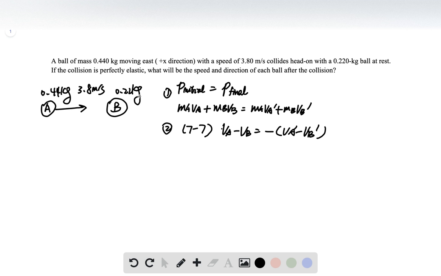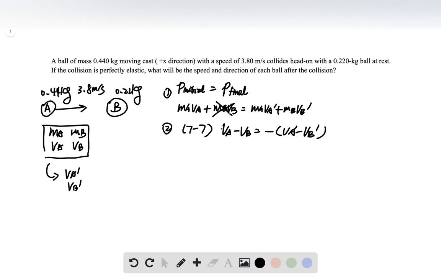So what we know is MA, MB, VA, and VB. This is what we already know, and we want to know VA prime and VB prime. So let's first look at the first equation. We have MAVA plus MBVB, and block B was initially at rest, so we can ignore this term, equals MAVA prime plus MBVB prime. We have two unknowns and two equations, so that should be enough to figure out the two unknowns. What we usually do is use one equation to represent one unknown in terms of the other, and plug it into the other equation.